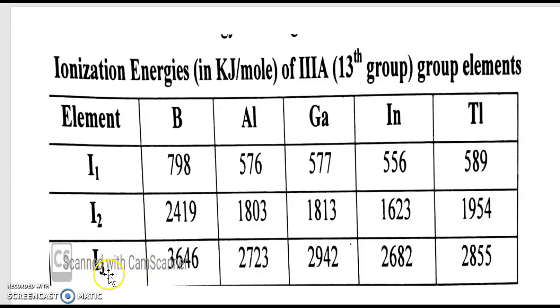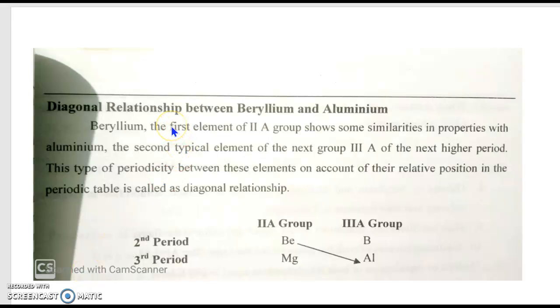In the third ionization energy also, the values decrease from top to bottom, that is boron, aluminium, gallium, indium and thallium. These are the general trends, but some elements show exceptional values due to the inert pair effect. Now the next topic is the diagonal relationship between beryllium and aluminium.